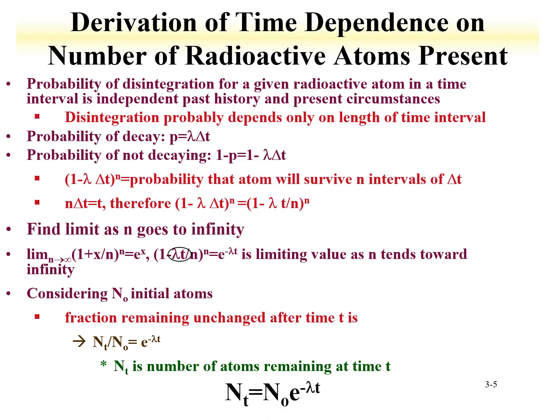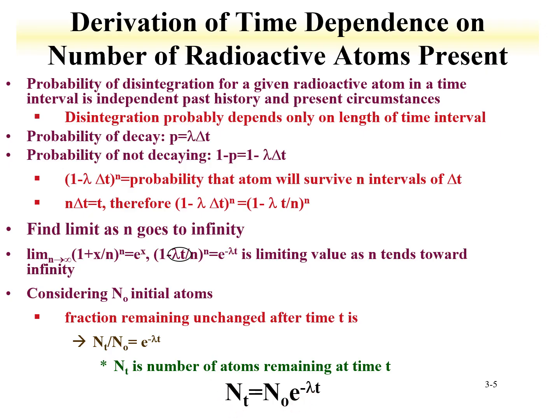So if we have N naught initial atoms, we want to know the fraction that's unchanged in time t. We've seen this equation before, where N is the number of atoms remaining at time t. So N divided by N naught is equal to e to the minus lambda t. So we have this important equation that we've already presented, now derived, where the number of initial atoms times e to the minus lambda t is equal to the number of atoms at time t.